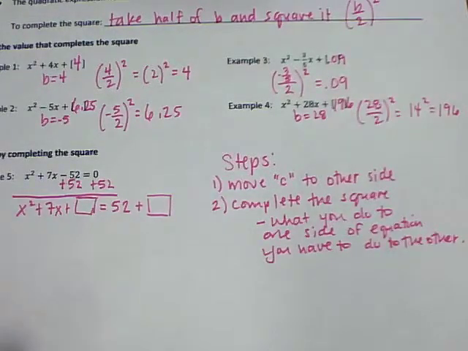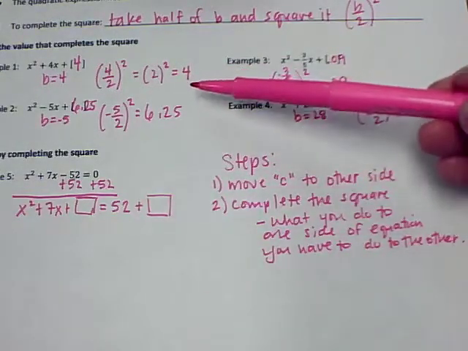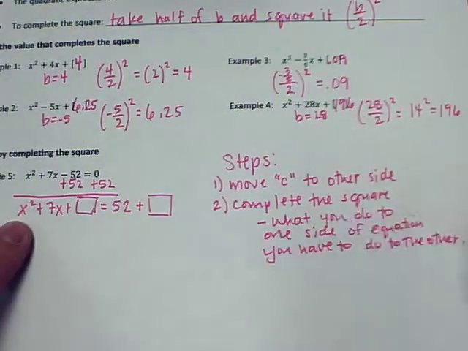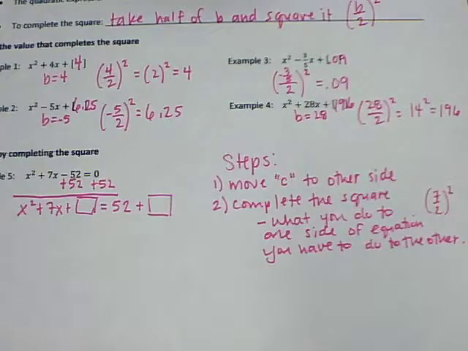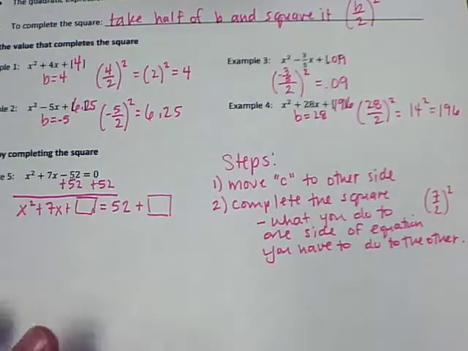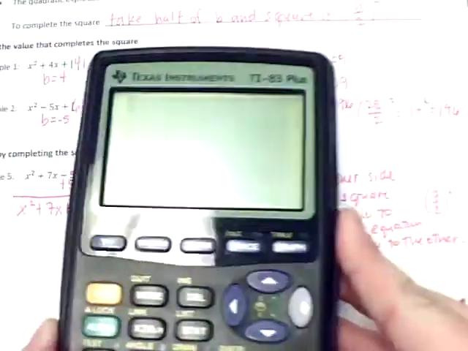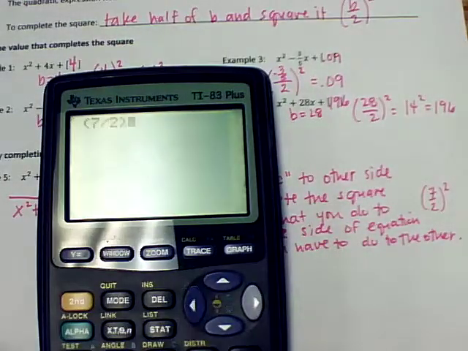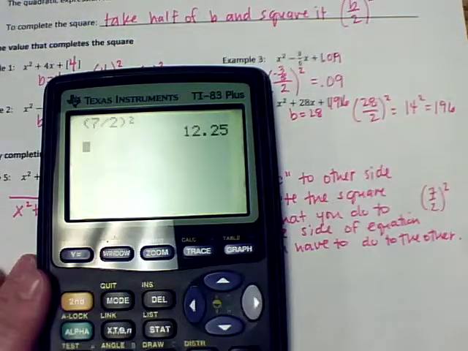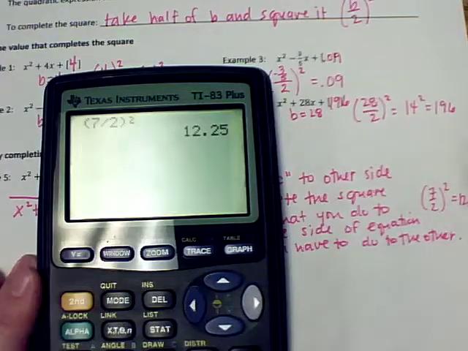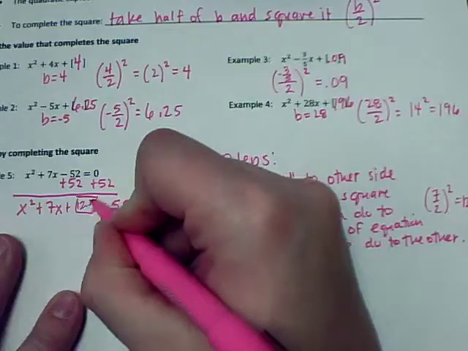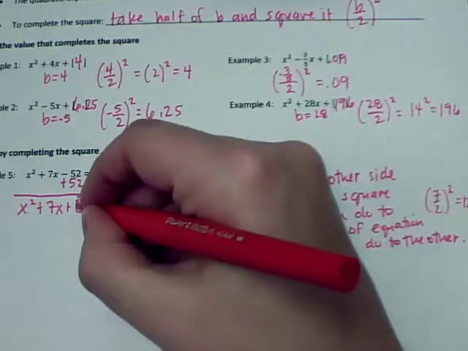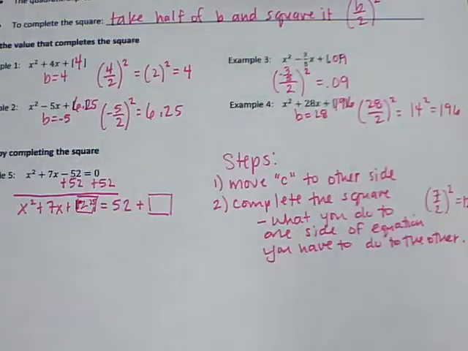Alright, so when we complete the square, that's going back up to like what we did up here. So I'm going to take half of 7 and square it. Well, when I take half of 7 and square it, I'm going to do that in my calculator. So half of 7 squared is 12.25. So that's the number I'm going to use in my box here, and I'll write it in a different color.